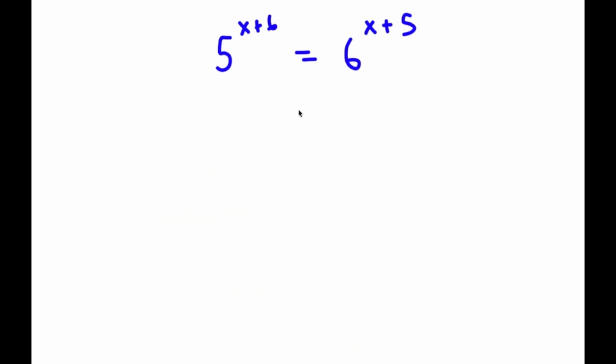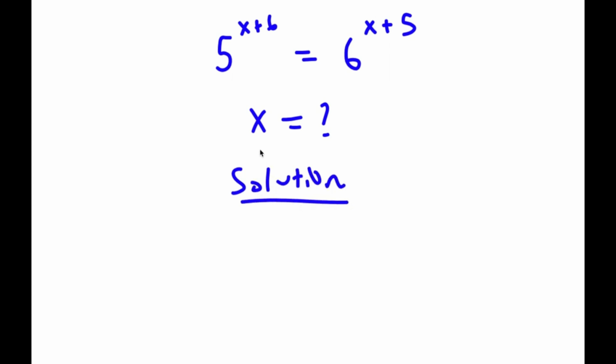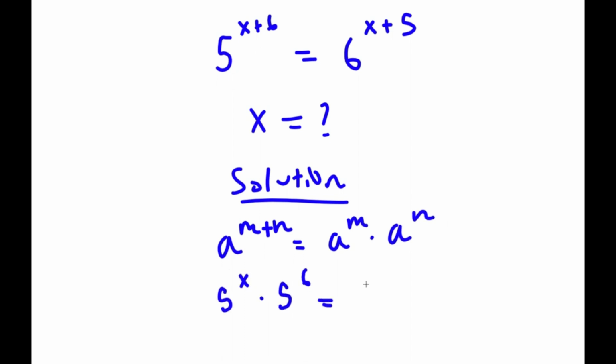Alright, so in this problem, I have 5 to the power of x plus 6 is equal to 6 to the power of x plus 5. So I want to find the value of x here. So for my solution, I first start by using the property a to the power of m plus n is equal to a to the power of m times a to the power of n. So 5 to the power of x plus 6 is going to equal 5 to the power of x times 5 to the power of 6. And 6 to the power of x plus 5 is going to equal 6 to the power of x times 6 to the power of 5.